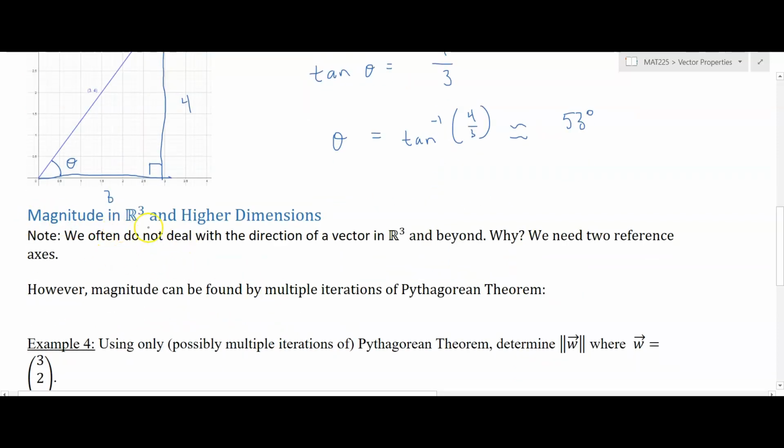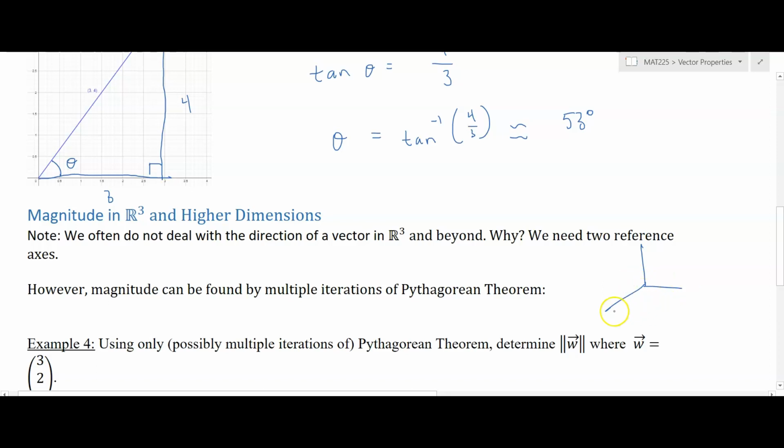Now, when we're working in higher dimensions in R3, we have to reestablish our measure of magnitude because now we're dealing with a three-dimensional vector. So, by the way, we often don't deal with direction of a vector in R3, and the reason is that it's hard to reference an angle. Hard to talk about an angle relative to where.